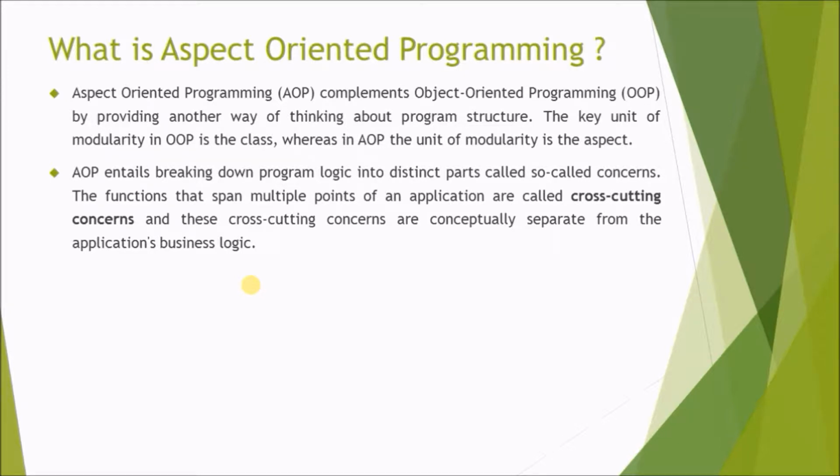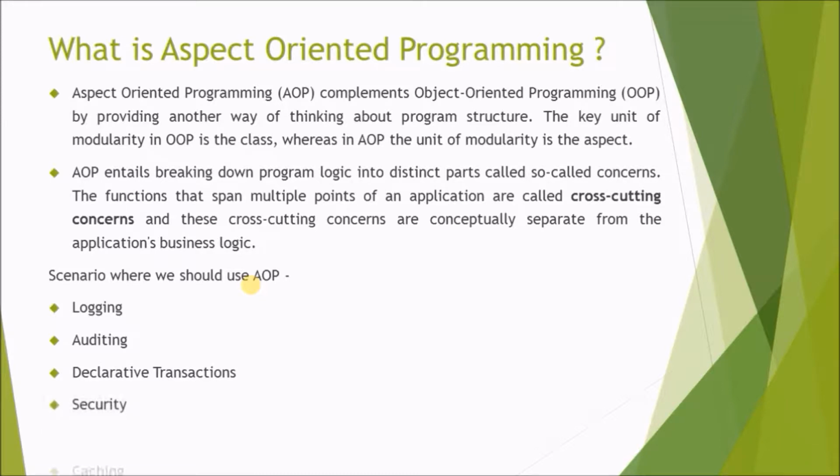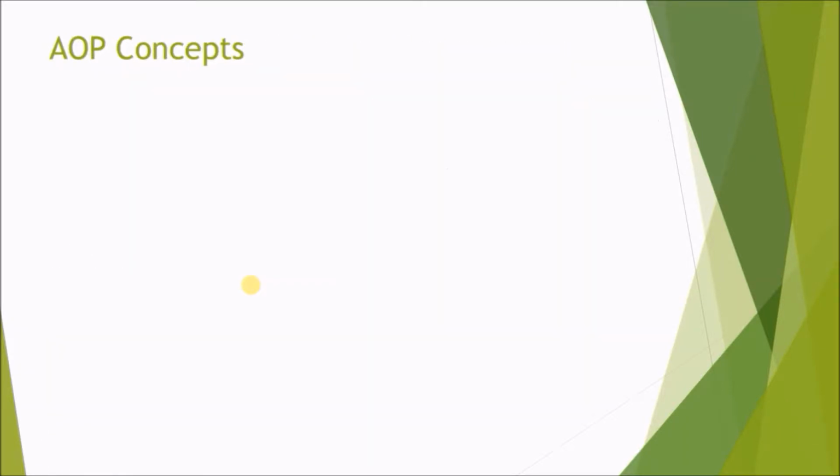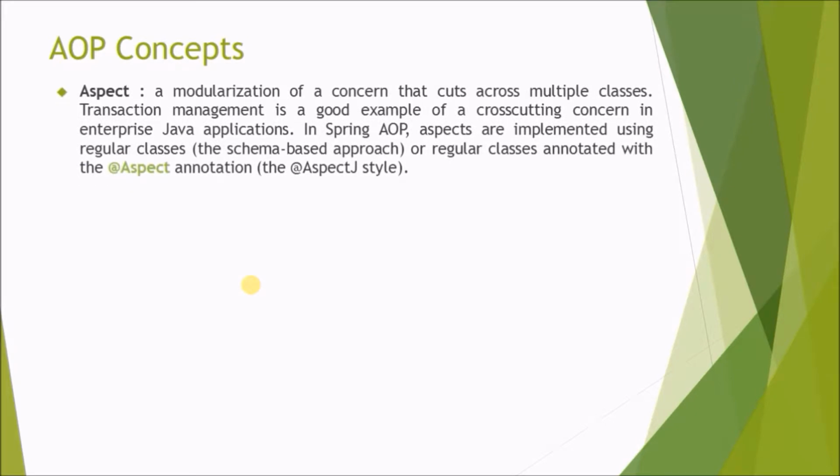The functions that span multiple points of an application are called cross-cutting concerns, and these cross-cutting concerns are conceptually separate from the application's business logic. A scenario where we should use AOP: logging, auditing, declarative transactions, security, caching. Aspect: a modularization of a concern that cuts across multiple classes. Transaction management is a good example of a cross-cutting concern in enterprise Java applications.